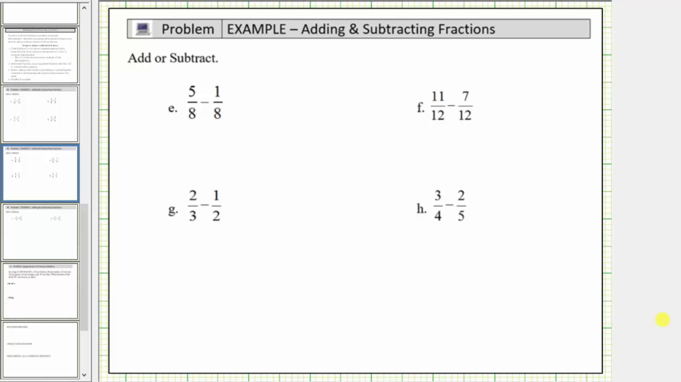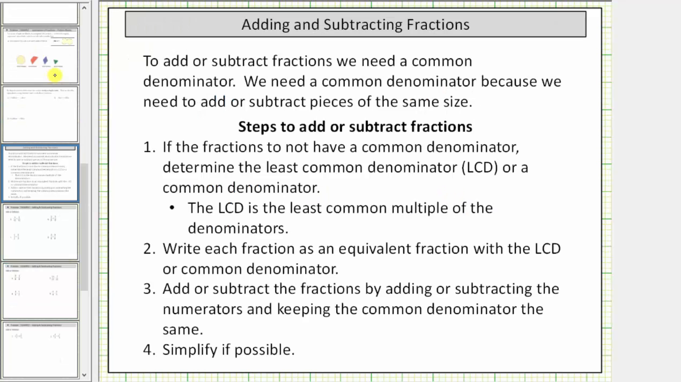In this lesson, we will discuss subtracting fractions using formal rules. The main thing to remember is that when we add or subtract fractions, we need a common denominator. We need a common denominator because we need to add or subtract pieces or parts of the same size.